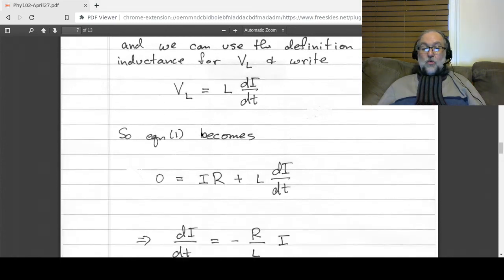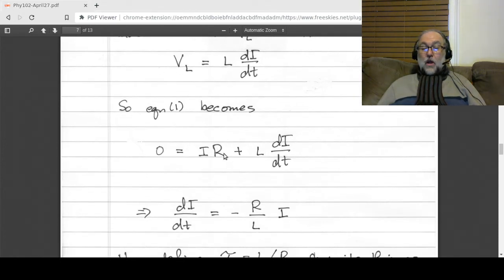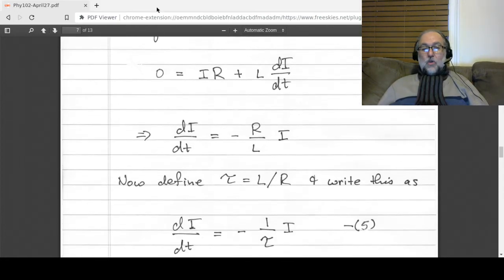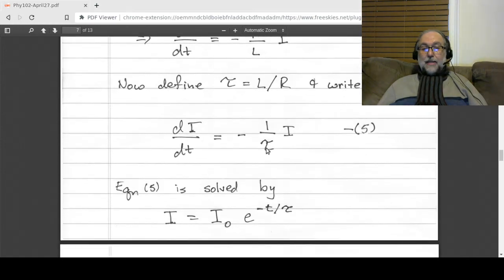If we put both of those into equation four above, here's our VR, Ohm's law, and here's VL, which is the inductance. And now let's just rearrange this and write the di by dt all on one side. So over here you have di by dt is equal to minus R over L times I. And remember that tau, the time constant for an RL circuit, is L over R. And so we can write this as di by dt is equal to minus 1 over tau times I.